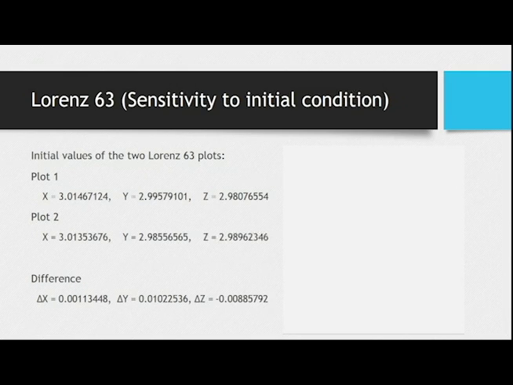And so the differences in the two initial conditions is x is 3.014 and the other one is 3.013. So we're really down to the fourth significant digit in these differences, and they give rise to different plots.